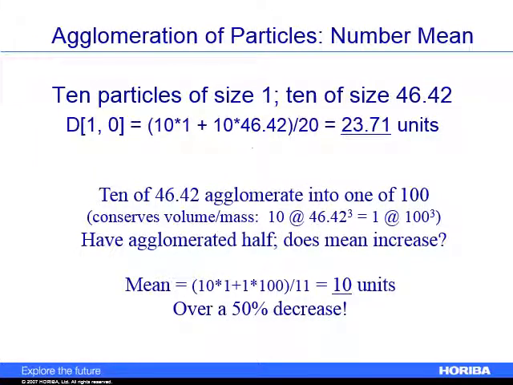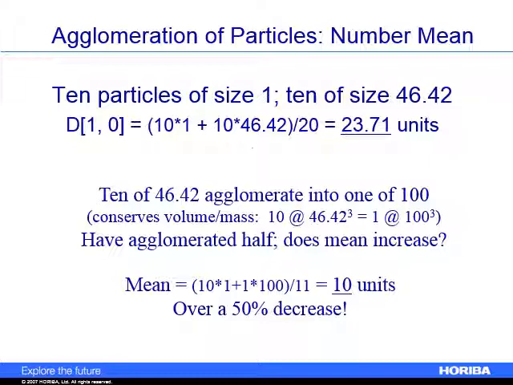So now, if you take the opposite effect, instead of breaking something down, we're going to agglomerate particles together. We have 10 particles of size 1, and we have 10 of size 46.42. This is obviously done just for the math, for this to work out, because this is a thought exercise. You do it on a number basis once again. There's your number mean. Now we agglomerate those 10 larger particles into 1 of 100. Obviously that ends up coming out to your 100 in volume.